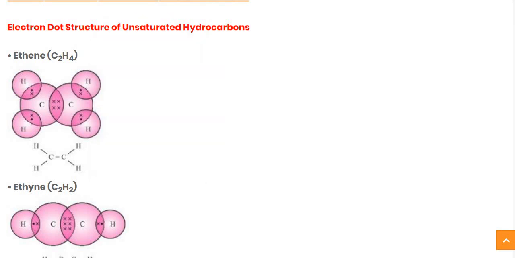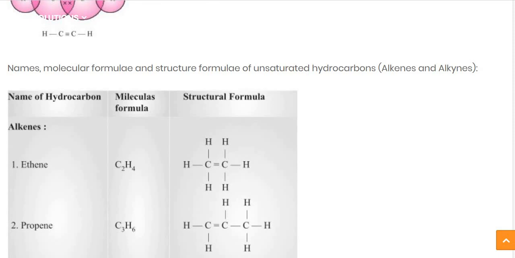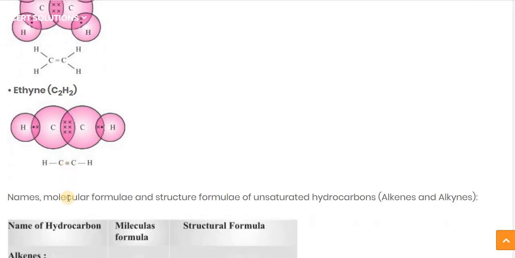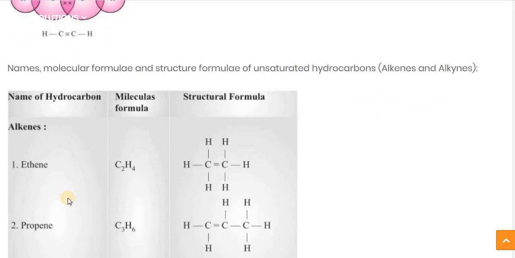Same like ethene, for ethyne you can see in the electron dot structure that between the two carbon atoms three pairs of electrons are shared. So between the two carbon atoms there is a triple bond. So it is also an example of an unsaturated hydrocarbon.